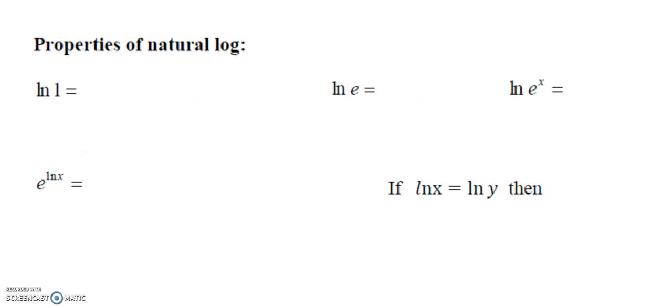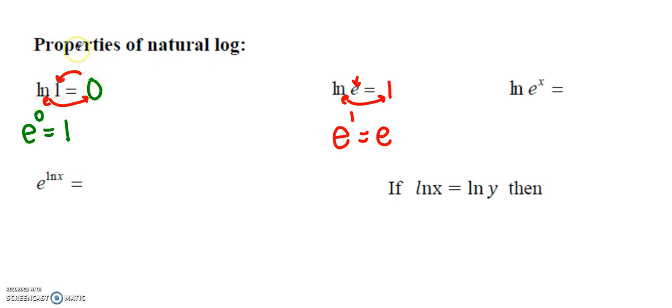All right, so properties of the natural log. We're going to have the natural log of 1 is 0 because e to the 0 power gives me 1. The natural log of e is going to be 1, and that's because e to the 1 power gives me e, right? We're assuming there's this little 1 here. So e to the first gives me e, and e to the 0 gives me 1.